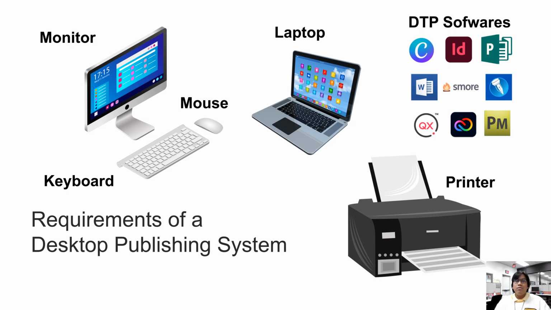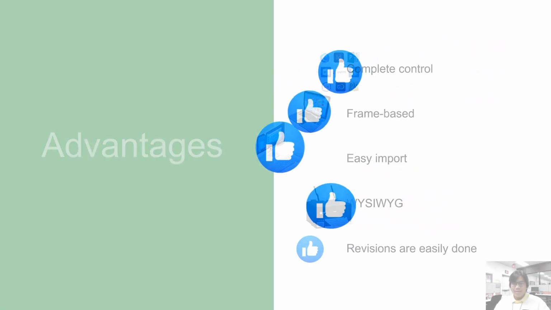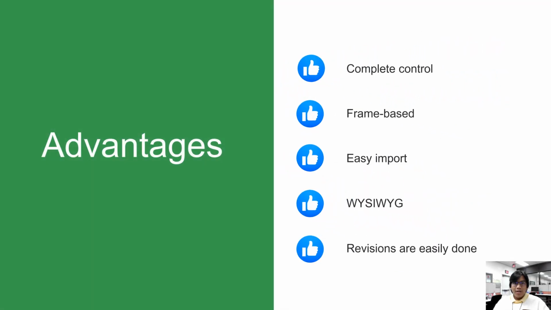Now that we know the softwares and requirements of a desktop publishing system, let's now talk about its pros and cons. And here are some of the advantages of a desktop publishing system. First, you have complete control over your documents.